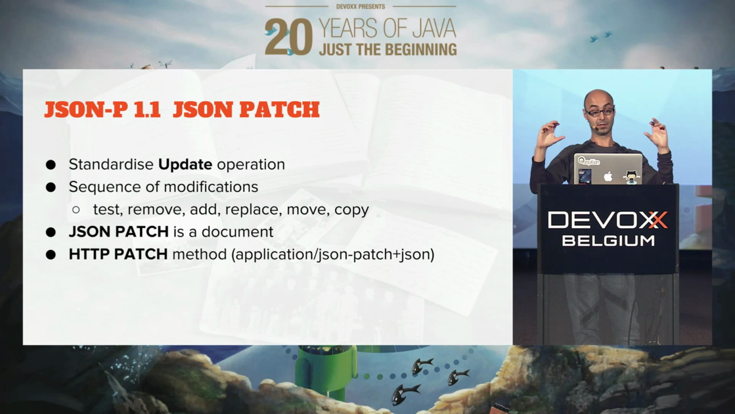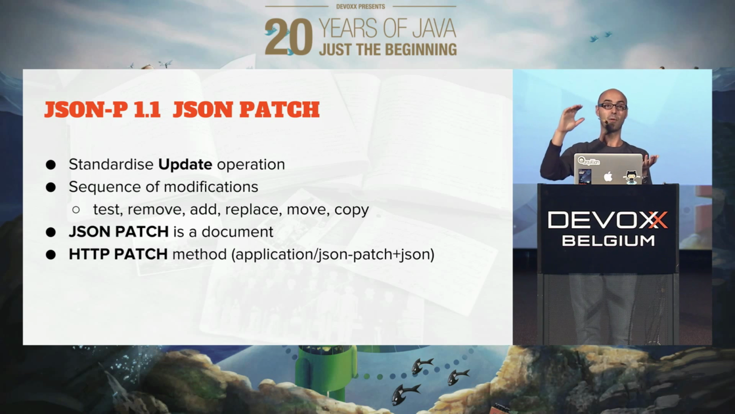Basically, it defines a sequence of modifications to apply to a given document, which are these six: test, which is like an if. It tests if a document is equal to the value you are providing. You can remove, you can add, you can replace, you can move, or you can copy. And the key point on all this sequence of modifications is that they are transactional. I mean that they are applied all of them or none of them. You're not going to get some inconsistencies with the generated JSON object.